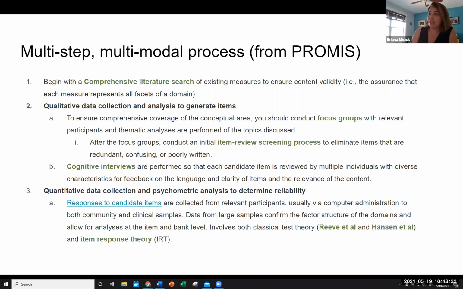You're then going to do some qualitative data collection and analysis to generate new items. We usually start with focus groups to get comprehensive coverage of the conceptual area, and they should be focused on people in the population you're interested in. You'll perform thematic analyses to address the topics discussed. So what is depression? How do you know you have depression? What does it feel like, et cetera, and see how people talk about that experience.